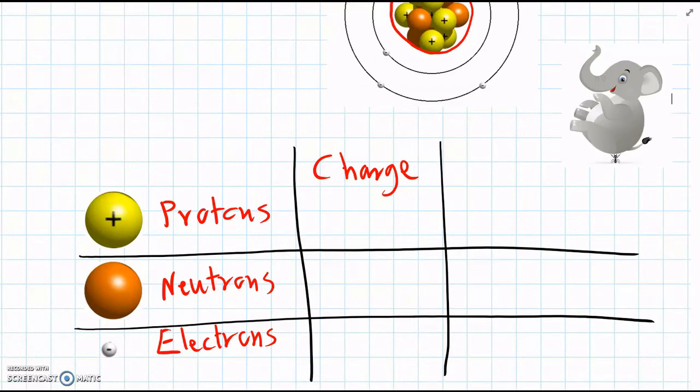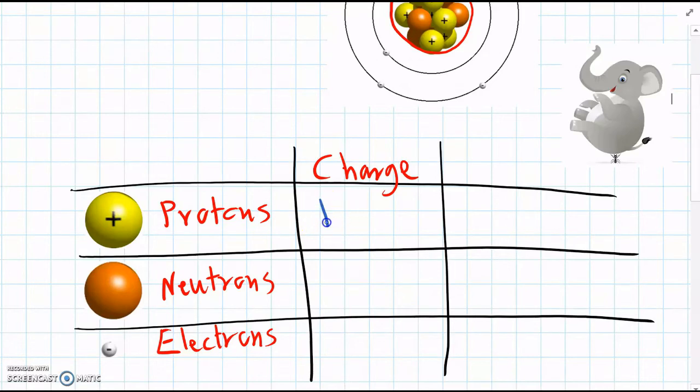Remember that protons have a positive charge. You can remember P for positive. So protons are positive. Neutrons get their name because they're neutral, so they have no charge. And electrons, remember, they're the negatively charged particles.